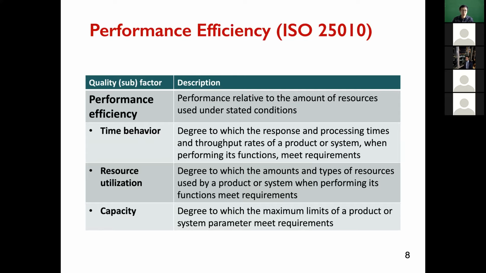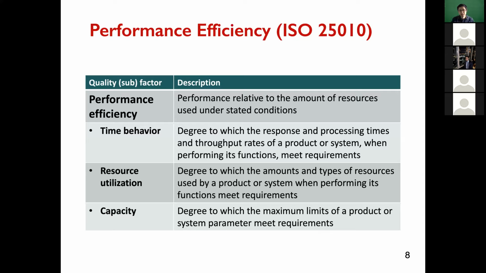The second sub-factor is resource utilization. It is the degree to which the amount and types of resources used by a product or system when performing its functions meet requirements. For example, when we run a software system, we want to know that the CPU usage is under, for example, 80%, and the memory usage is under like 90%. These are about resource utilization.